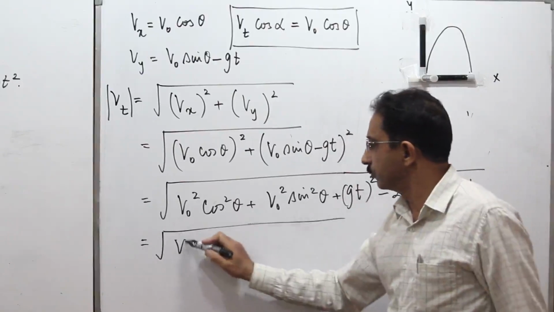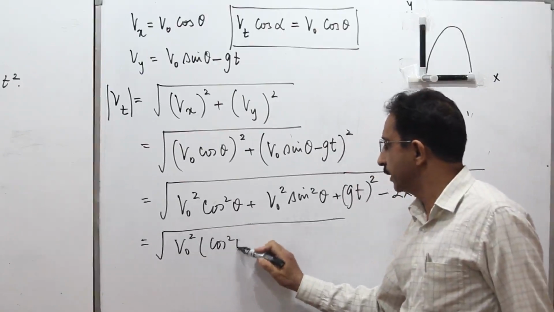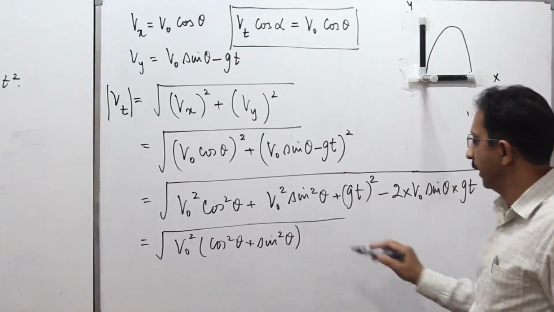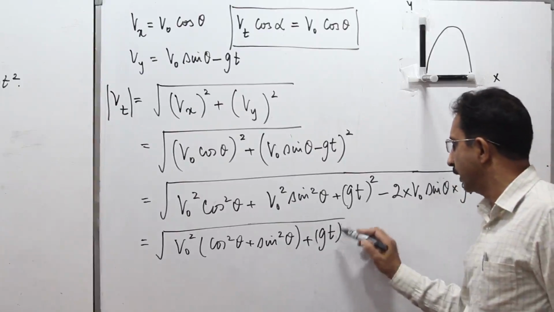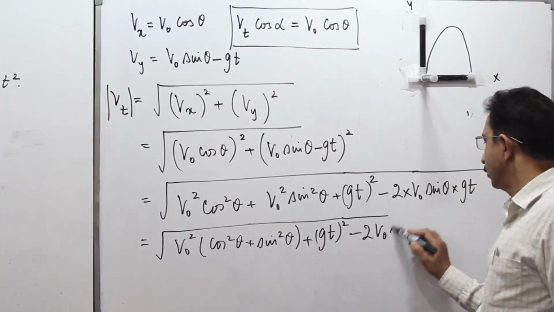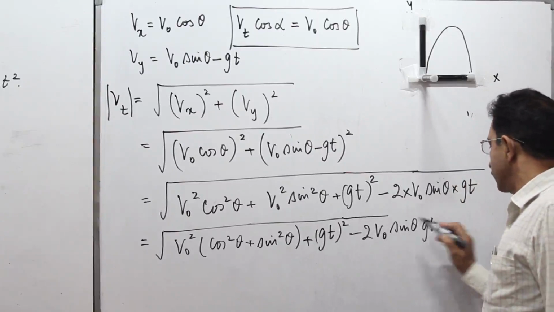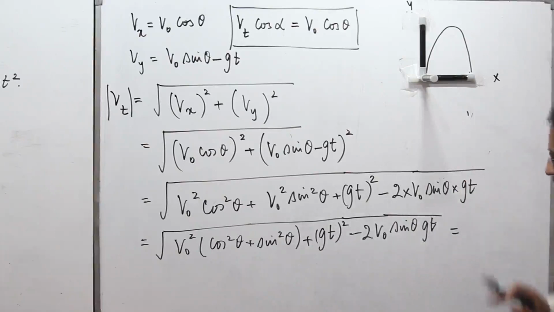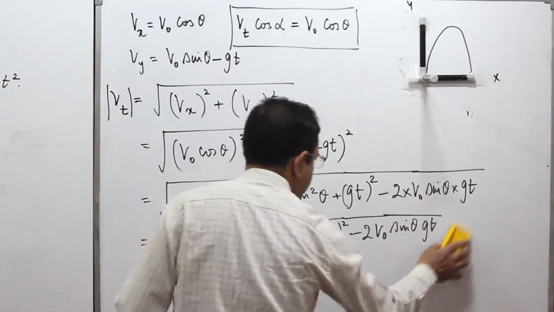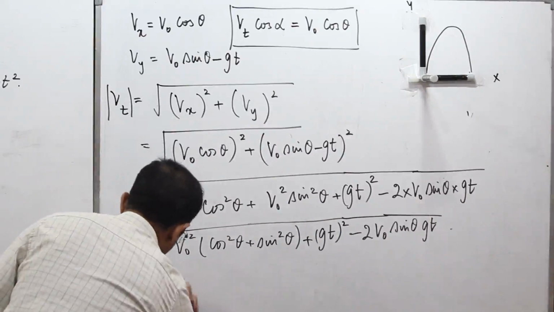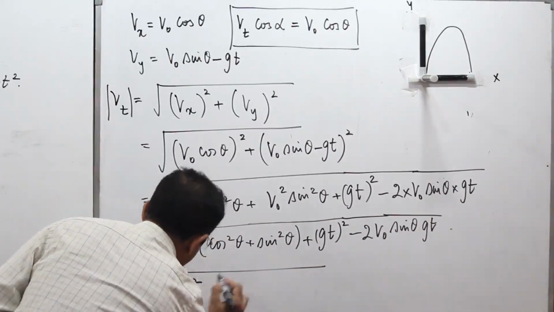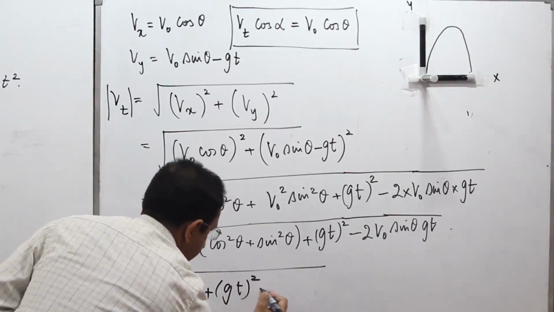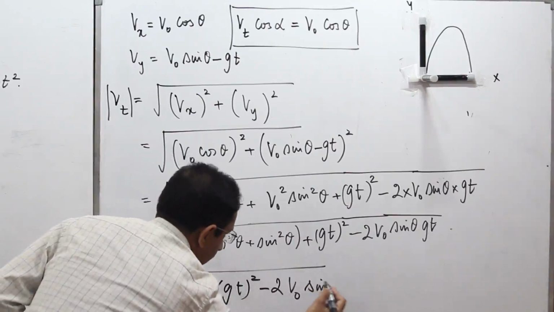so what I get: v0 square into cos square theta plus sin square theta, ये दोनों v0 square कॉमन आ गए, plus gt square minus twice v0 sin theta gt. This gives you further, आप इसको 1 बना सकते हो. So this is the result that this comes out to be, we have v0 square, so this is equal to root of v0 square into 1 plus gt square minus twice v0 sin theta gt.